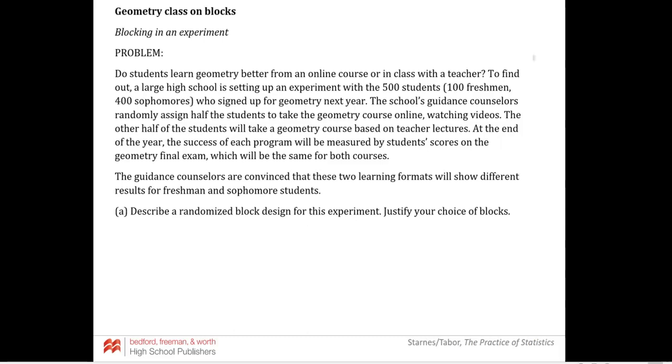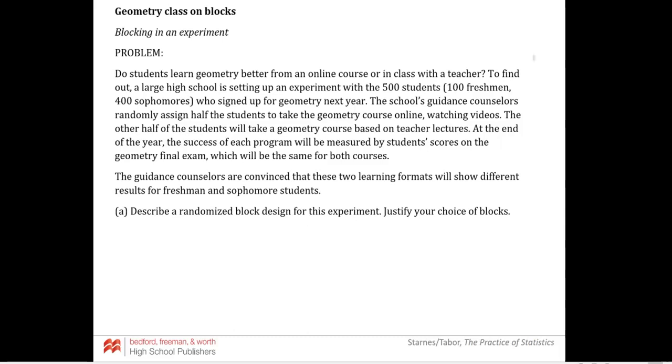So do you learn geometry better online or with a teacher? I think most St. Mary's students will say with a teacher. To find out, a large high school is setting up an experiment. 500 students, 100 freshmen and 400 sophomores. That's new information. Who signed up for geometry next year. The school's guidance counselors randomly assigned half the students to take the geometry course online, watching videos.